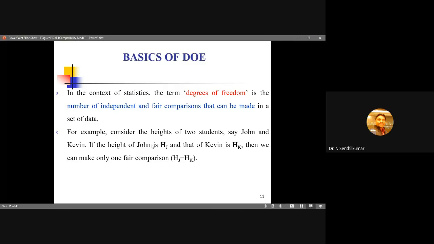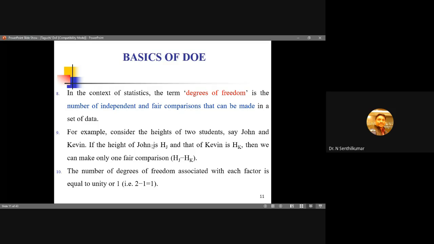So this is an example. I am going to consider 2 students, John and Kevin. I am going to compare the height. So height of John is set 1. For example, consider this as set 1. Height of Kevin is set 2. Between these 2 sets or these 2 persons, we will be considering only one fair comparison. Only one fair comparison. So the degrees of freedom associated with them is 2 minus 1, which is equal to 1.